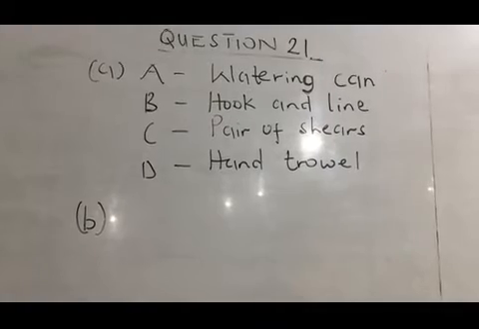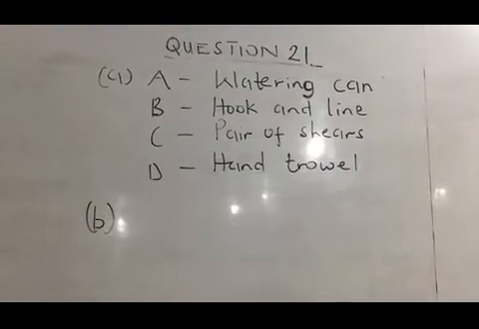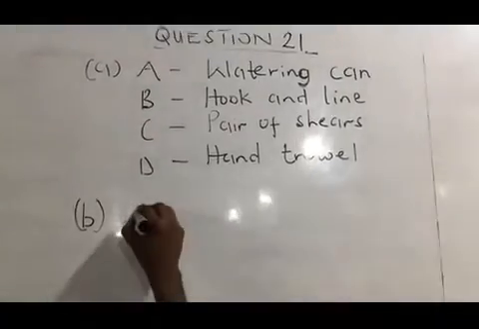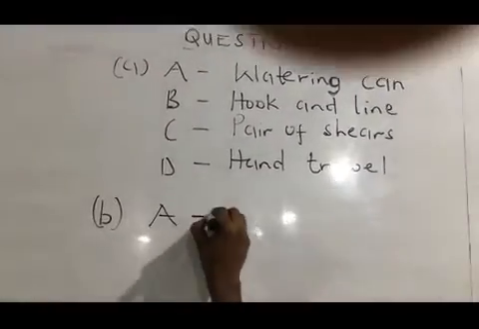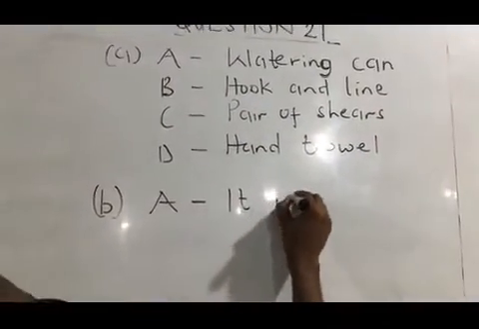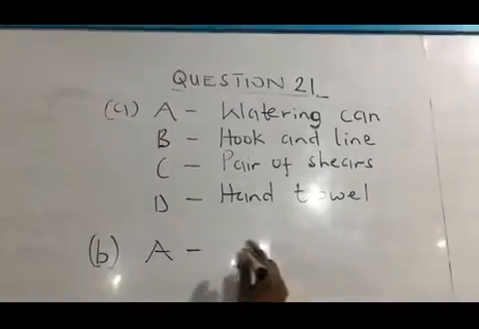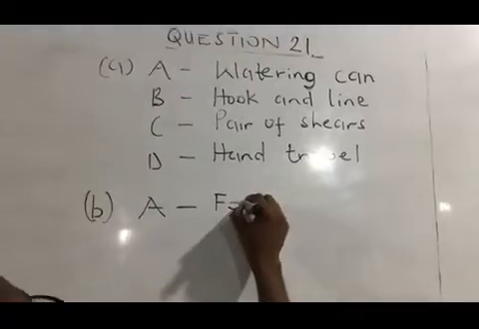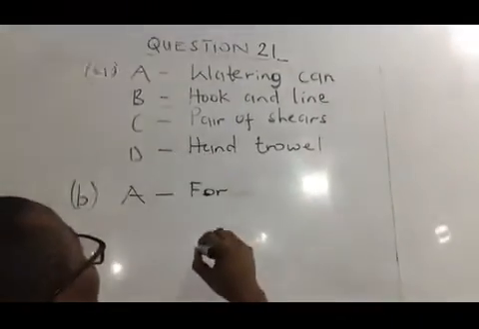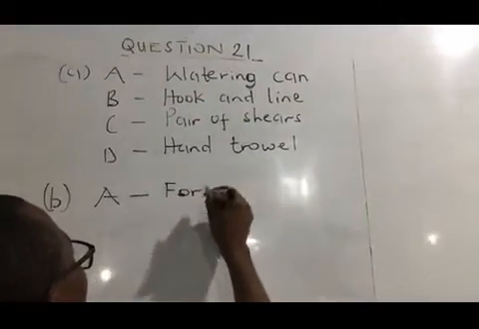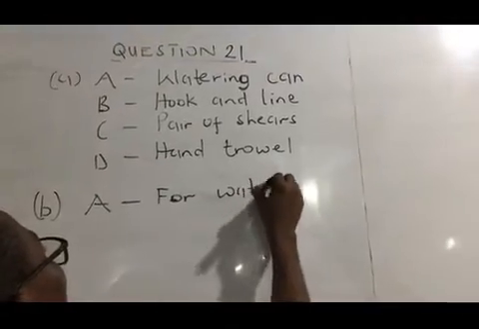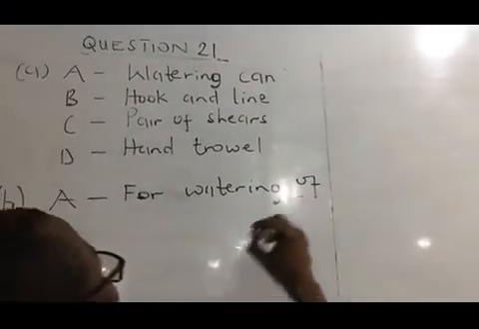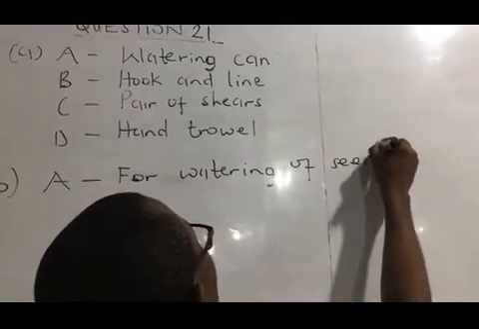Question B says state one use of each of the tools A, B, C, and D. So what is the use of the watering can? It is used for watering of seedlings.